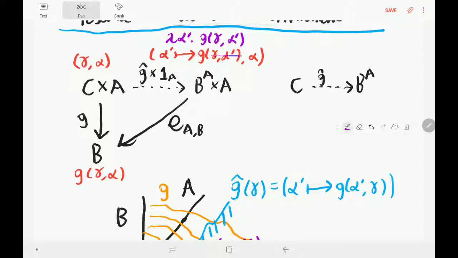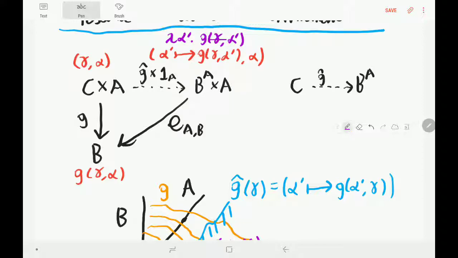So, more algebraically, what we'd say is that this function G-cap takes in this gamma and it outputs this function here. And what this function does is it operates on an alpha dash, a member of A, and then it outputs G of gamma comma alpha dash. Okay, so this is really a function. This notation here means maps to. So what I'm saying here is that this is a function which maps a generic alpha dash in A to G of gamma comma alpha dash.